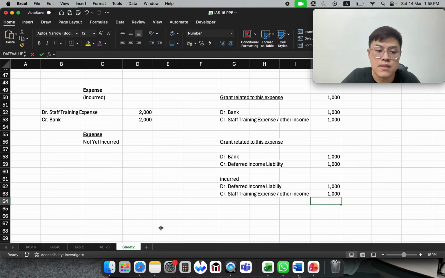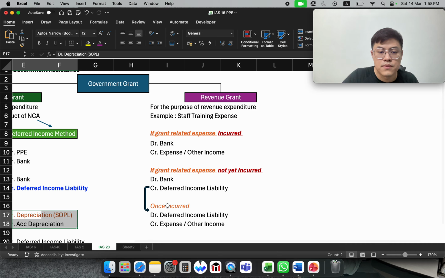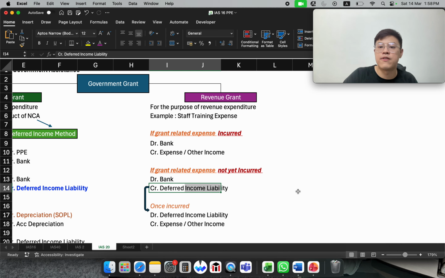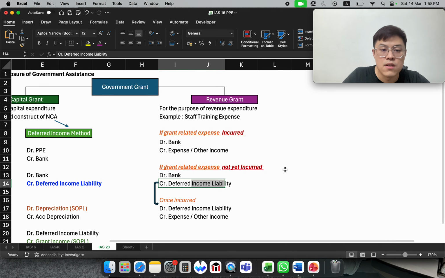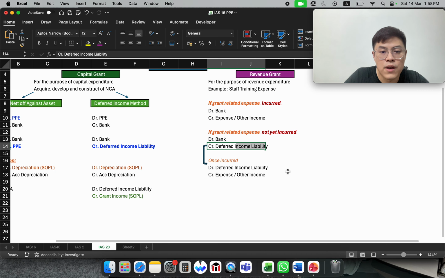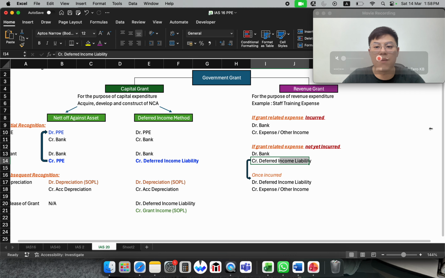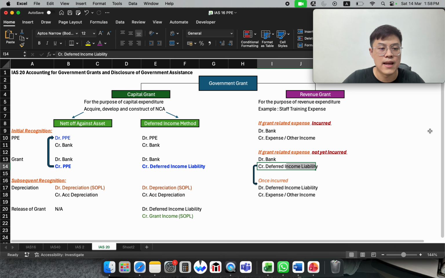So this is what it means for this part. When you incurred, you reverse your deferred income liability. So this will be the short summary of your government grant, and I hope you learned something from IAS 20. And thank you so much.